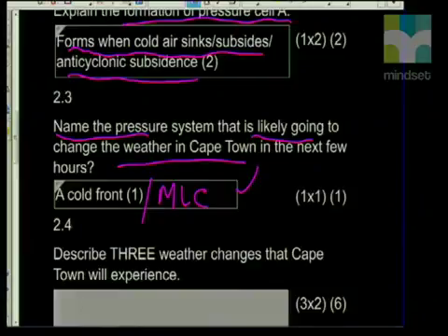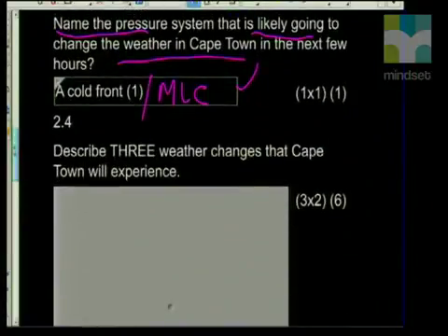Obviously, for the explaining in the last question, it was 2 marks. All right, so we know that. Describe 3 weather conditions.